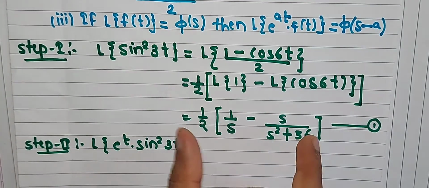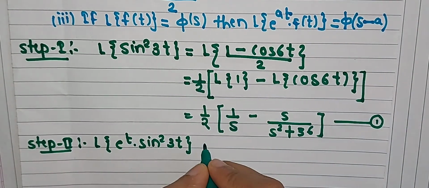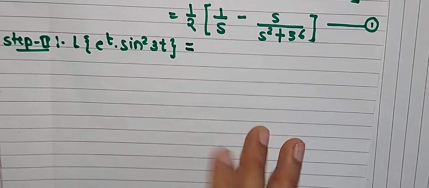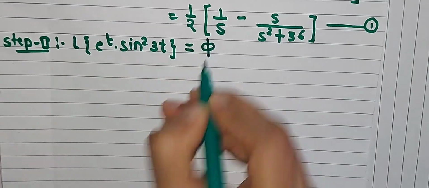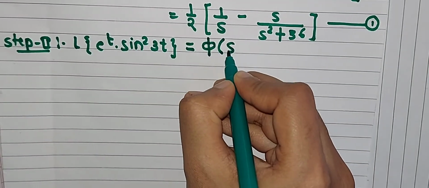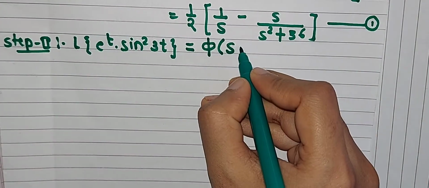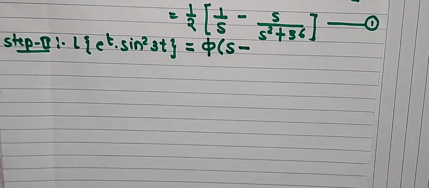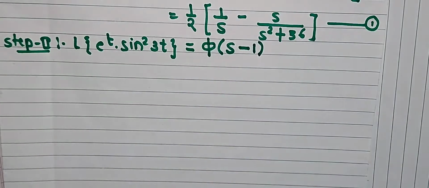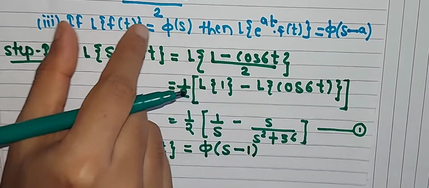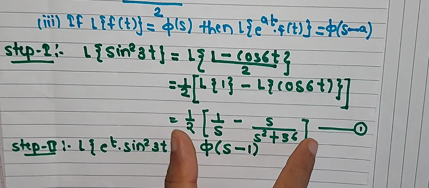Now we have Laplace of this function, and we will use only this property. By the first shifting theorem, when we apply Laplace on this function it will convert into phi, and t will convert into the s variable. Here t has a positive sign, therefore write a negative sign, that is subtraction, and t has coefficient 1, therefore write that coefficient 1 as it is. So with the help of this property, L of sin square 3t is phi of s, and that phi of s is equal to this.